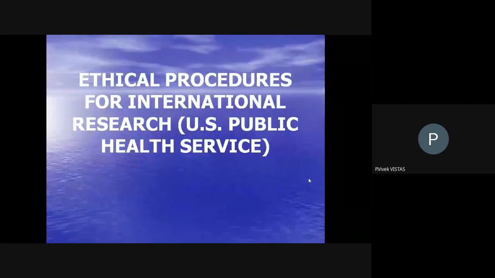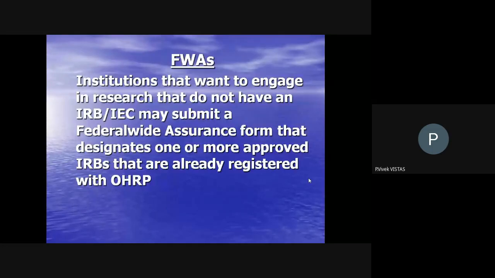Ethical procedure for international research. So what are the ethical procedures available for international research? FWA, if you want you can note it down. FWA is nothing but Federal Wide Assurance. Institutions that want to engage in research that do not have an IRB or IEC may submit a Federal Wide Assurance form. IRB is nothing but Institutional Review Board.